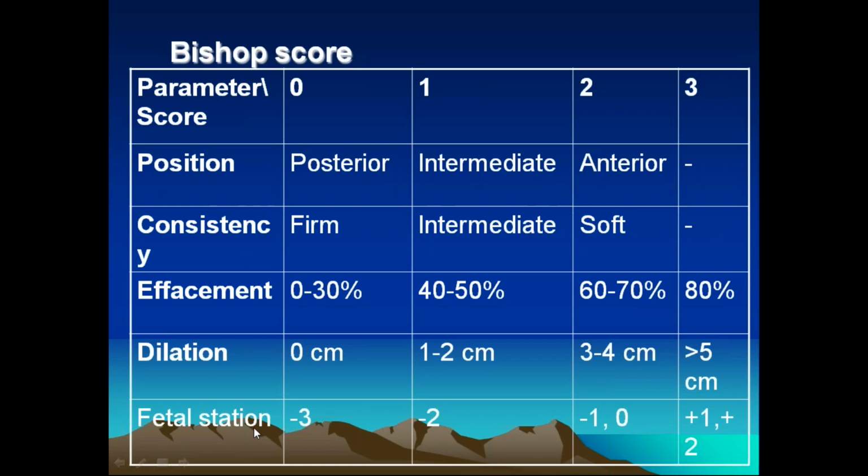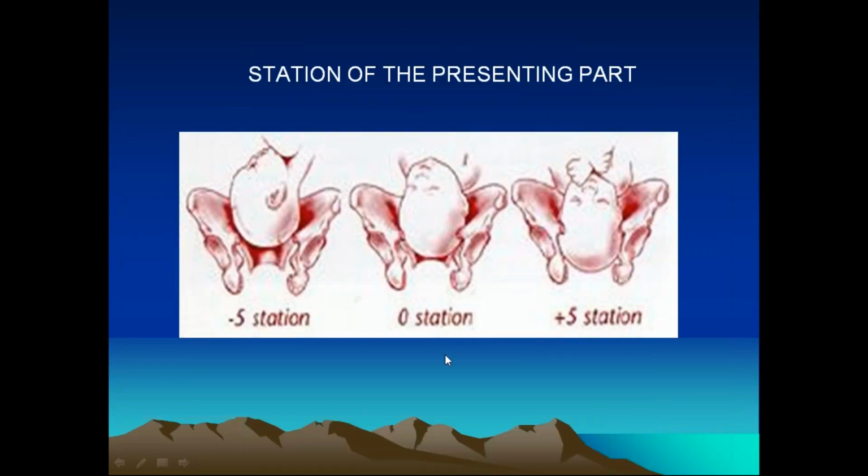And then the fetal station, that depends upon the station of the fetal head. If it is at the pelvic rim, then we'll call it 0 station. If it is above that, we'll go with the negative values, -1, -2, -3. And if it is below the pelvic rim, we'll go with +1, +2. If the station of the fetal head is around +1 and +2, we'll go with a 3. So this is the station of the fetal head. At the pelvic rim it is 0 station. If it is above the pelvic rim, it goes up to -5, and if it is below the pelvic rim, we'll go up to +5 station. Depending upon the station, we'll give the score.